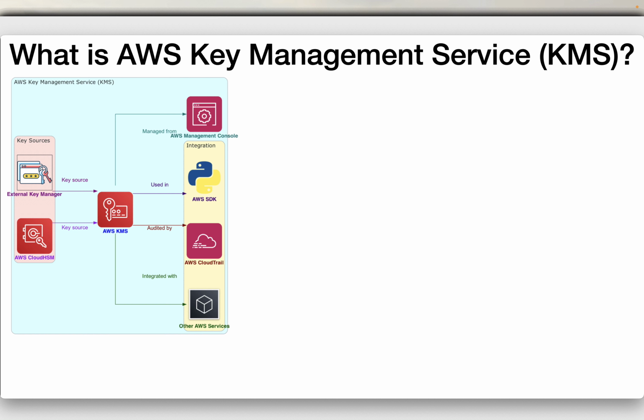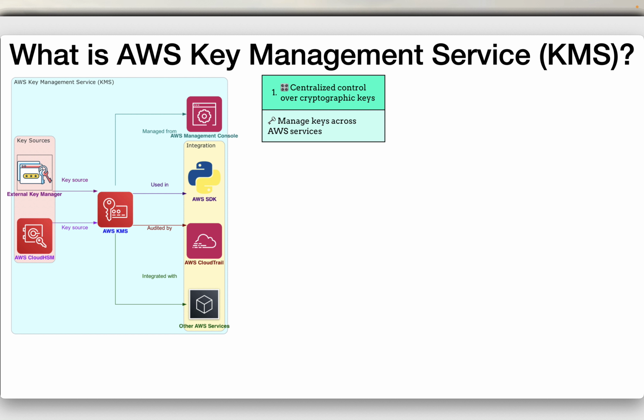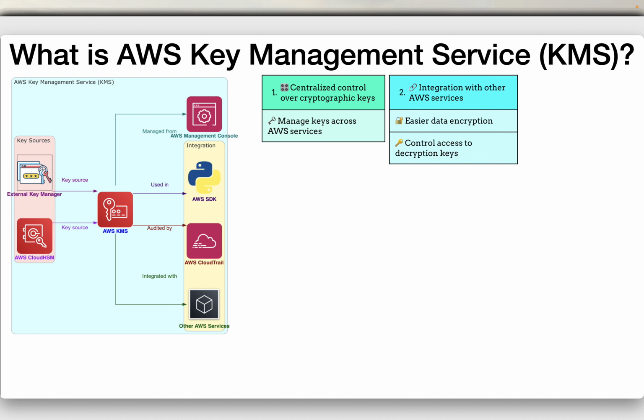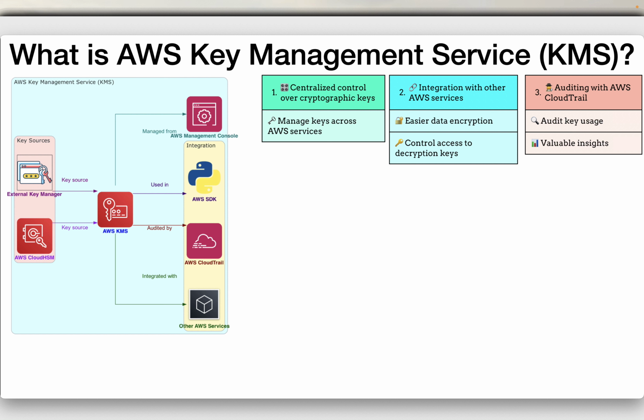So, AWS Key Management Service. First, AWS KMS provides a centralized platform to manage the cryptographic keys used to protect your data across various AWS services. KMS seamlessly integrates with other AWS services, making it easier to encrypt data stored in these services and control access to the decryption keys. AWS KMS integrates with AWS CloudTrail, enabling you to audit who used which keys, on which resources, and when, providing valuable insights into key usage.